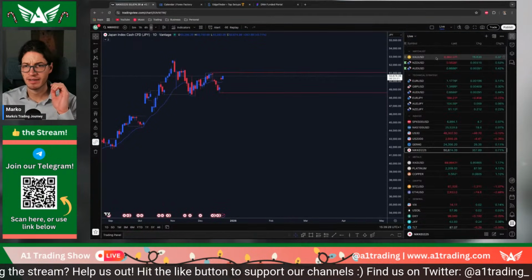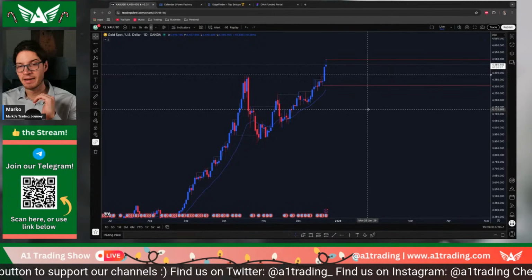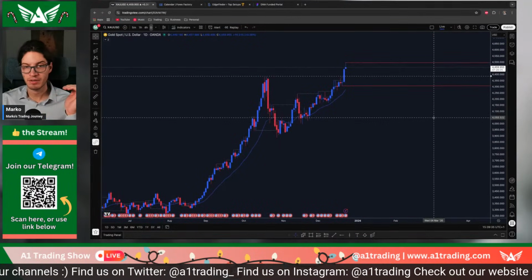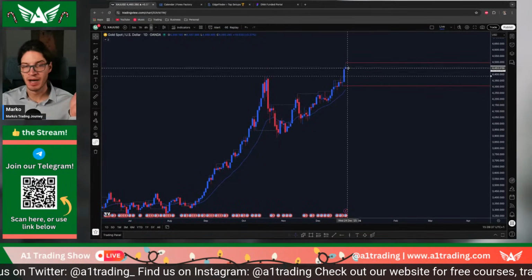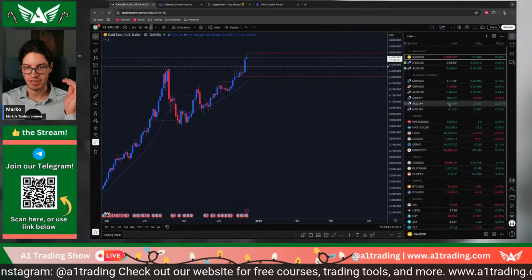Gold, on the other hand, looks a bit better, a bit more tame, a bit healthier. It still is bullish, still is at all-time highs, but the momentum is not as crazy as silver, where it's just an explosion.